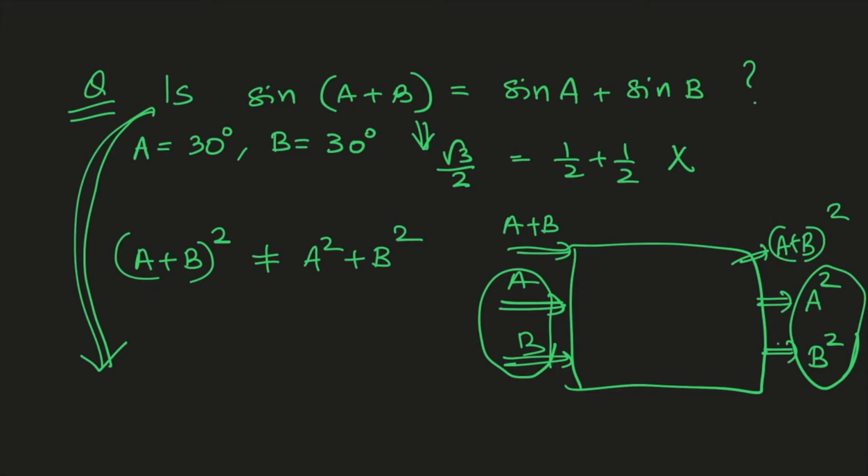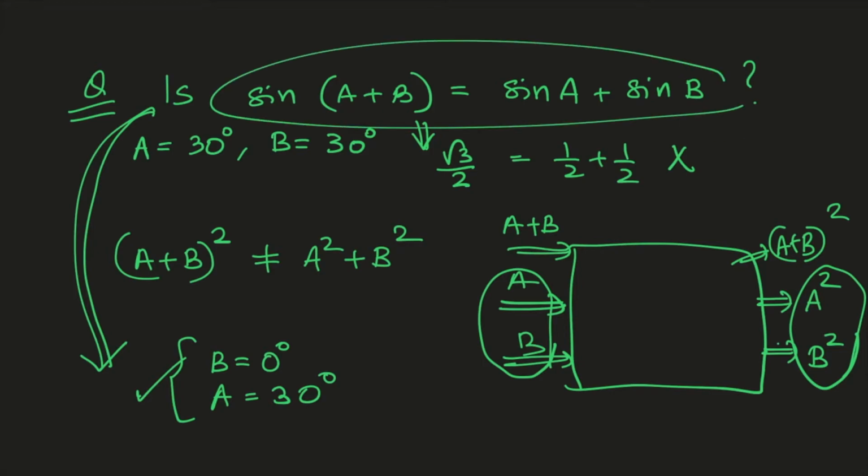You can't do that. For example, if you take b is equal to 0 degrees, a is equal to 30 degrees, the statement is going to be true, right? But just by taking a simple specific example, you can't claim that the statement is true for all values of a and b. But the other way around, if you take a counter example, you can easily disprove a statement. So this is not true in general, right?